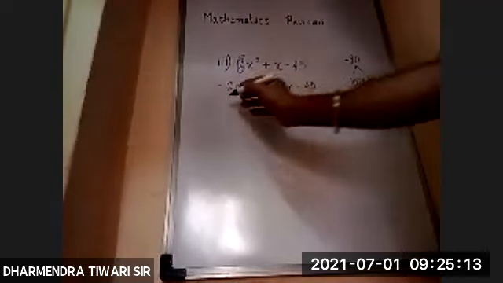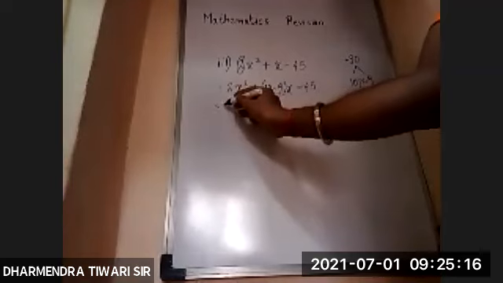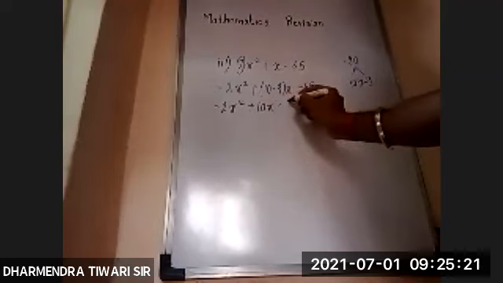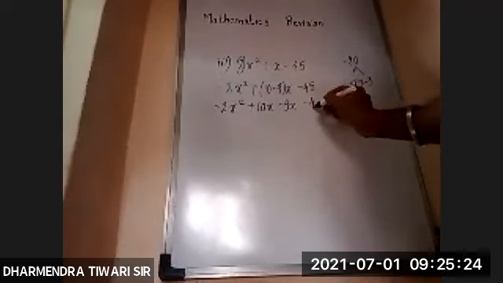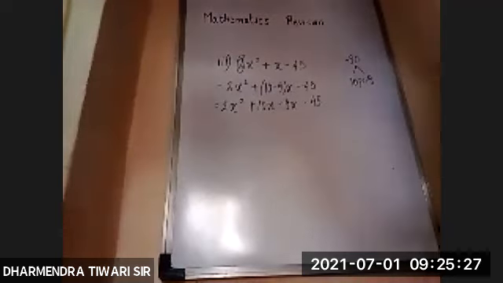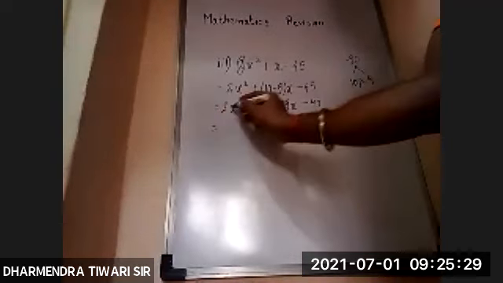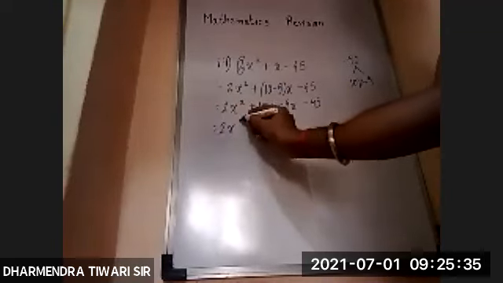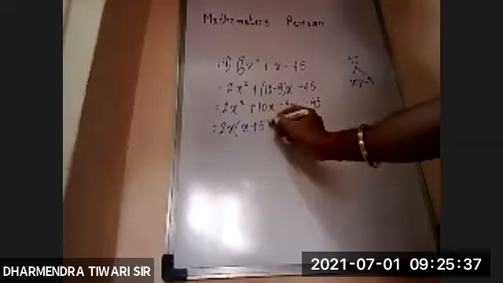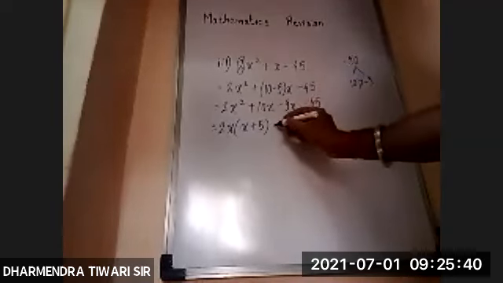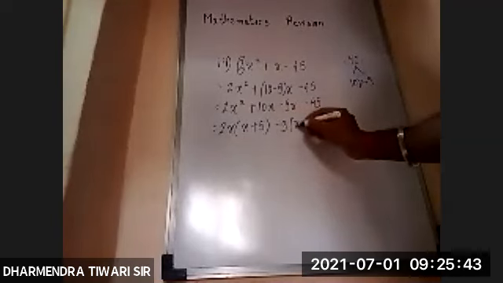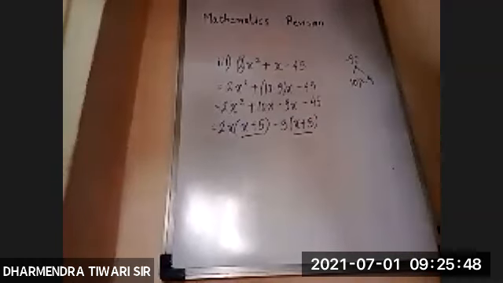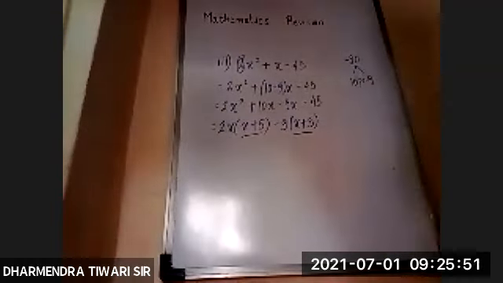So now open the bracket: 2x square plus 10x minus 9x minus 45. But you can see we can write this as 5 into 2 and x, so 2x is common. What remains? X plus 5. Here also we can take minus 9 common. What remains? X plus 5. In both, what is common? X plus 5 is common.